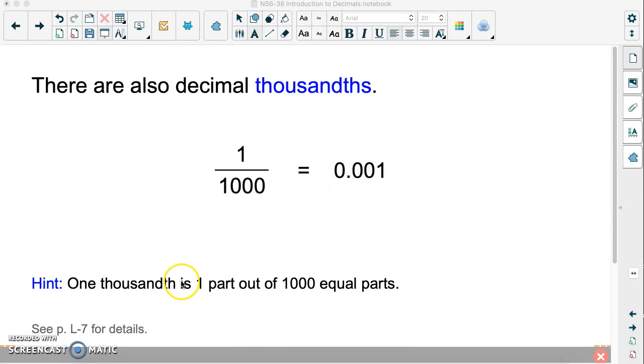So 1/1000th is 1 part out of 1,000 equal parts. So if we had a pie and we cut our pie into 1,000 pieces, and shaded one of those pieces, it would be 0.001.